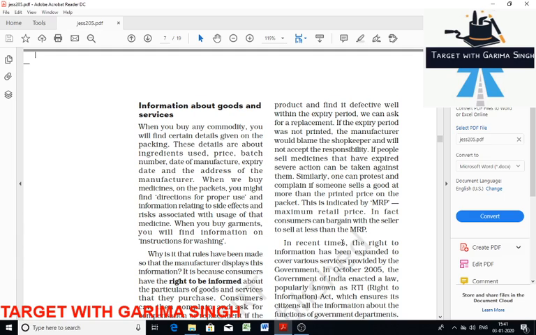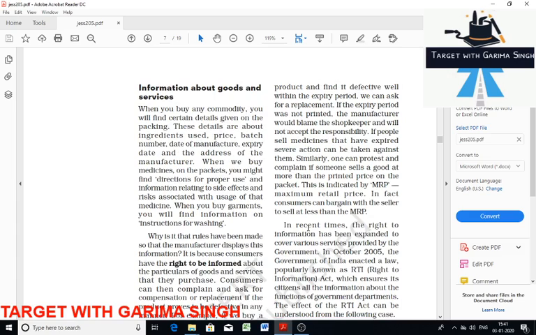Next is the right to information about the goods and services that you are buying. Consumers have the right to be informed about the particulars of goods and services that they purchase. Consumers can then complain and ask for compensation or replacement if the product proves to be defective in any manner. Similarly, one can protest and complain if someone sells a good at more than the printed price on the packet. This is indicated by MRP, that is, maximum retail price. No one can sell those items beyond MRP. As well, if somebody is selling a defective or expired product, you can blame the shopkeeper and manufacturer and take action against them.